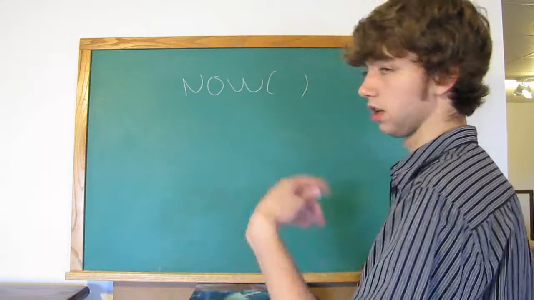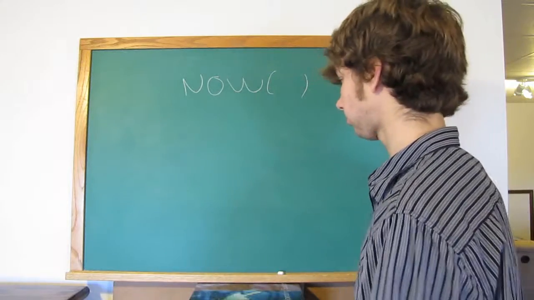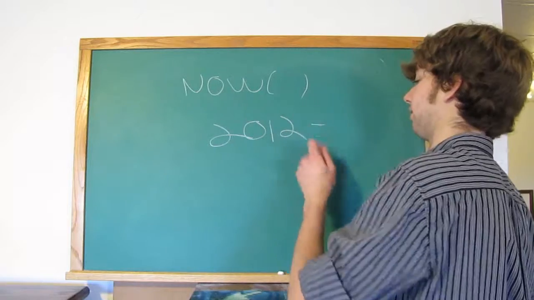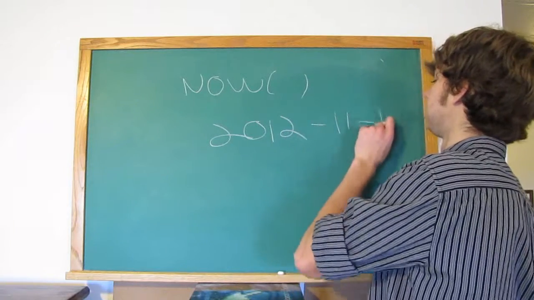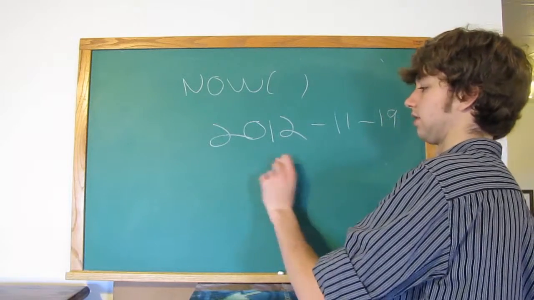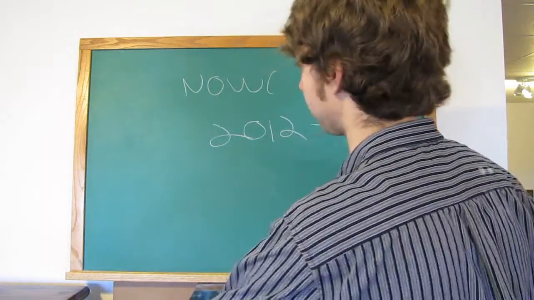There's a function called now. This will give you the current date time. So like 2012, I don't even know what the day is, 11/19, and then the time, you get the point. That's what now will do.